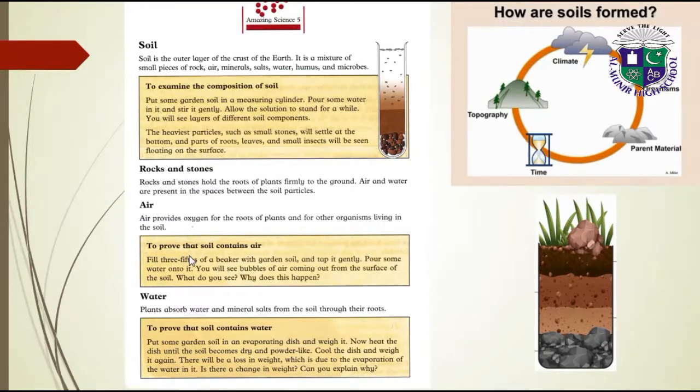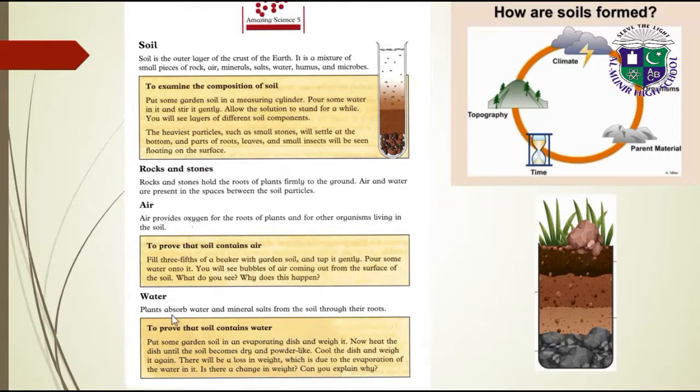To prove that soil contains air, we can do this simple experiment. Fill 3/5 of a beaker with garden soil and tap it gently. Pour some water onto it. You will see bubbles of air coming out from the surface of the soil. So what do you see, students, and why does this happen? This happens because soil contains air inside it.